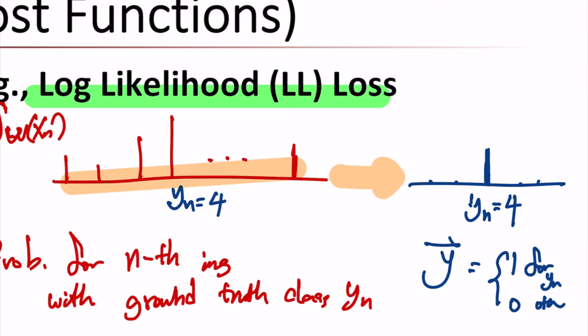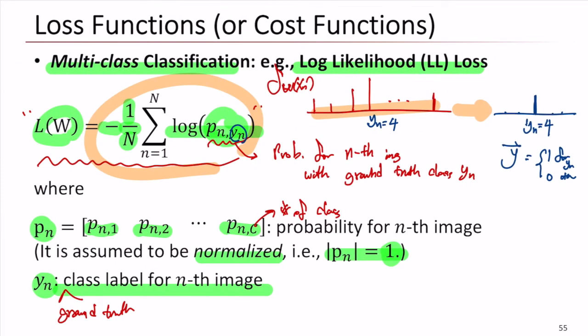Thus this loss function increases the probability for the yn index while reducing the probability for the other classes, to resemble the ground truth. This will signal how to train your mapping function with parameter w. That's the multi-class classifier loss. This is called the log likelihood.